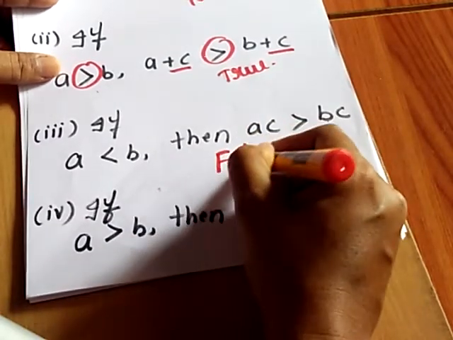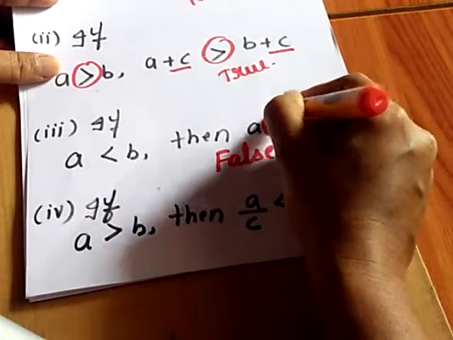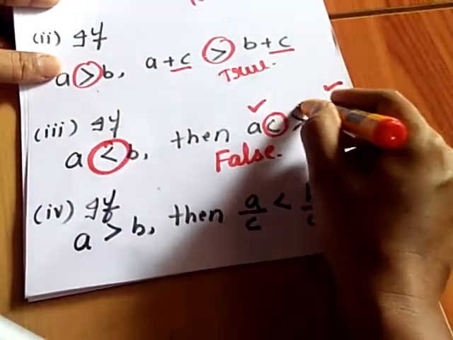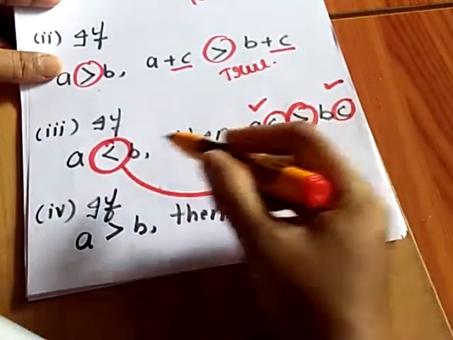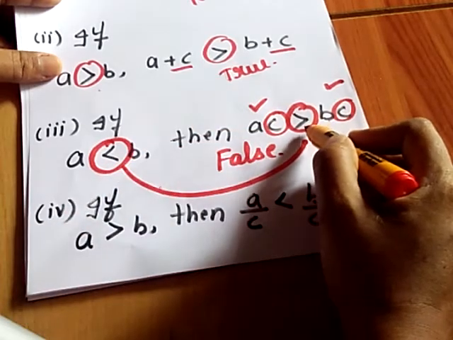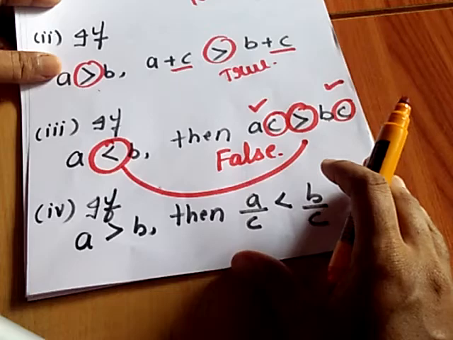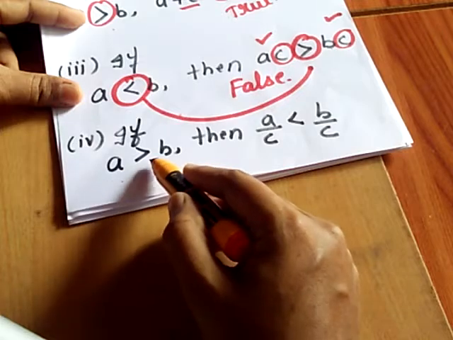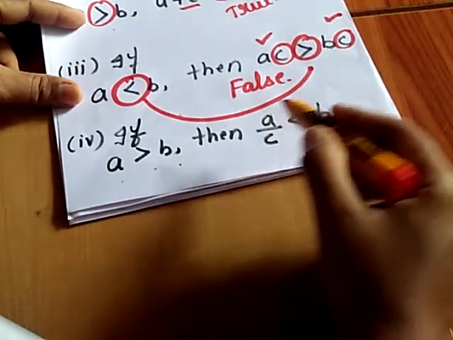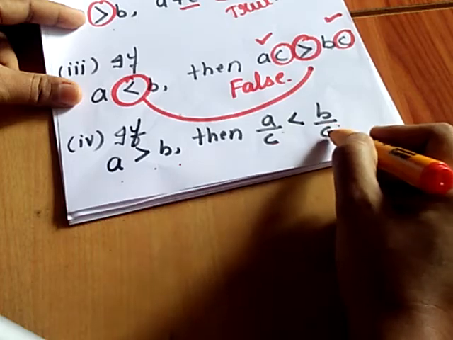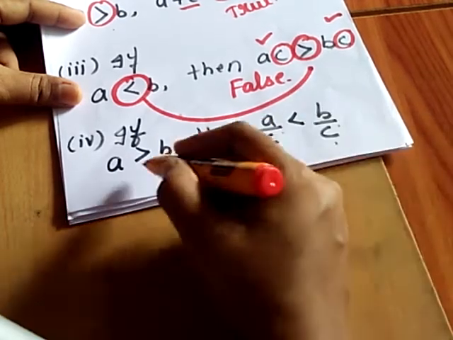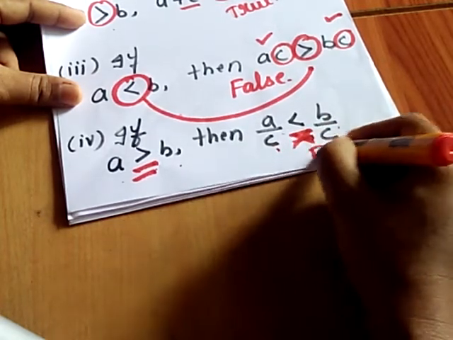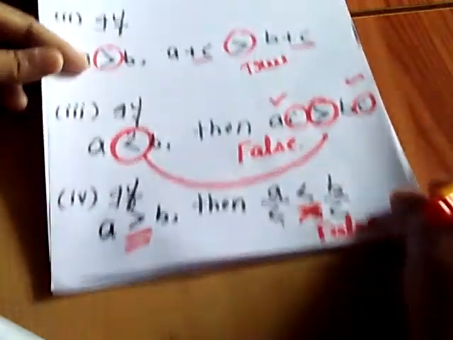This statement is false. Why? Because a common quantity C is multiplied on both sides, so the sign of inequation should remain the same. But here we can notice this is less than, this is greater than, hence this statement is false. And question number 4. Here A is greater than B, and when it is divided by the same quantity C, the sign of inequality should remain the same, but it is not so in this case, hence the statement is false.